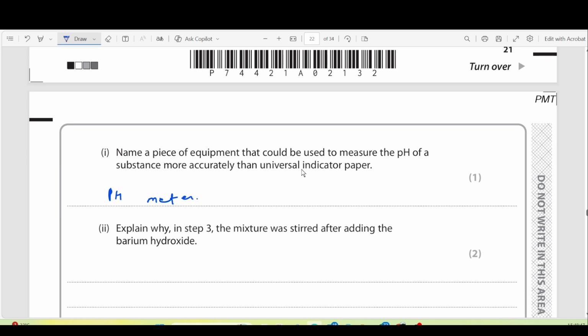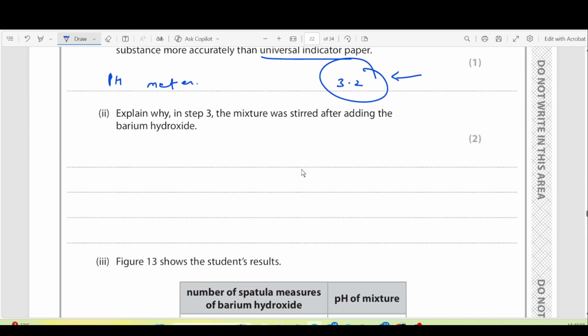Why do we use this pH meter? Because unlike universal indicator paper, which relies on a person's subjective interpretation of color change, a pH meter provides a precise digital reading. For example, if it is 3.2, that is acidic, if we know the pH range is from 1 to 14, right? It gives us digital numbers.